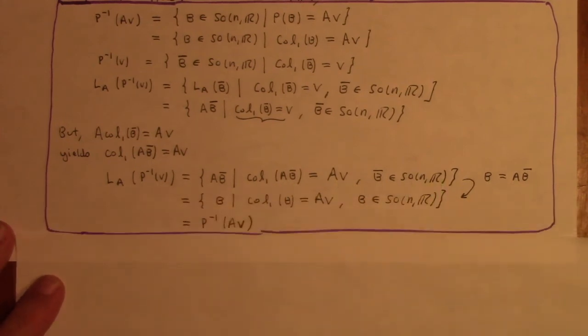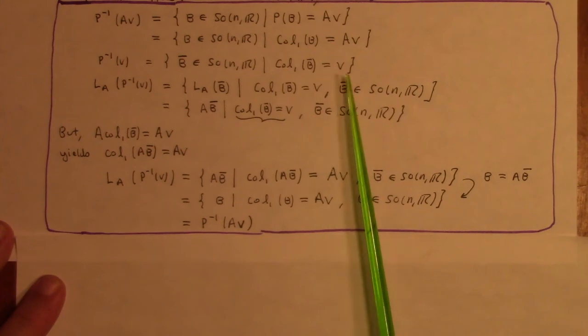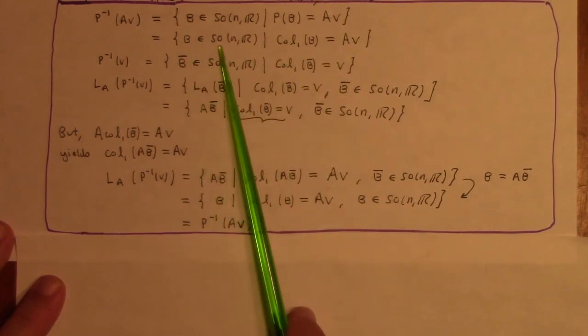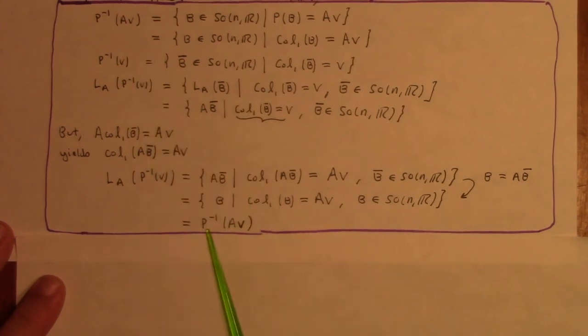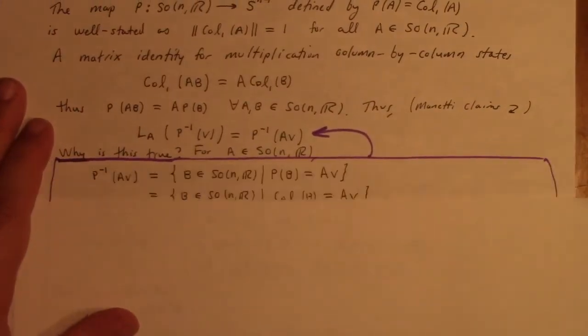But then if you just re-index this set by noticing that we can put B equal to AB bar, there's something a little bit sneaky here, because we're trading B bar over SO(n) for B over SO(n). I believe we're using a transitivity of the group argument here to relabel the sum over the group. There's something a little bit subtle going on here, but there it is. B such that column 1 of B is equal to AV. But this is exactly how we had described way back up here, P inverse of AV, right? So this set is equal to that set, which is what Minetti claimed. So there you go. That's true. Moving along.